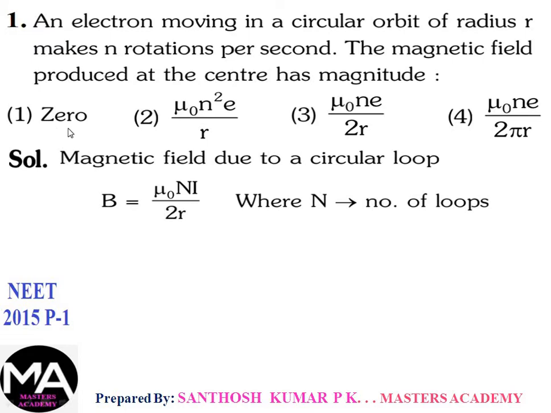The solution: magnetic field due to a circular loop is given by B is equal to mu naught n into I by 2r, where n is the number of loops. So we know that current I is equal to Q by T.